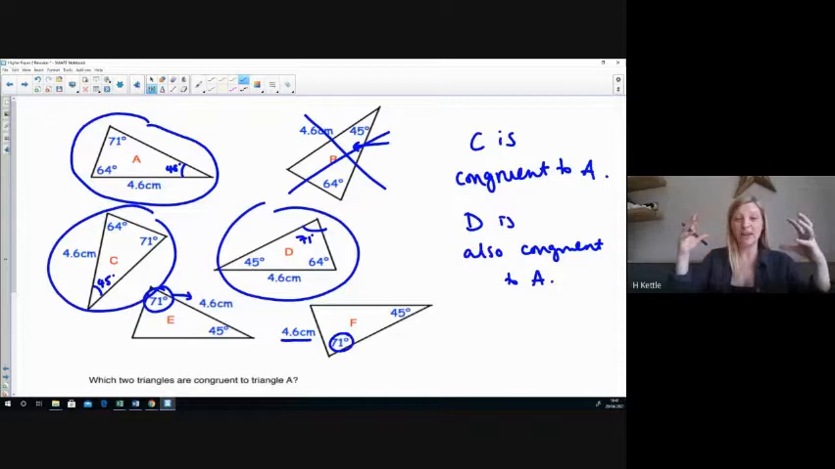Now, if a shape's been made bigger, but is in the same orientation, we would call that similar. But if they're exactly the same size and shape, they would fit on top of each other, we call that congruent. So that's the first one.